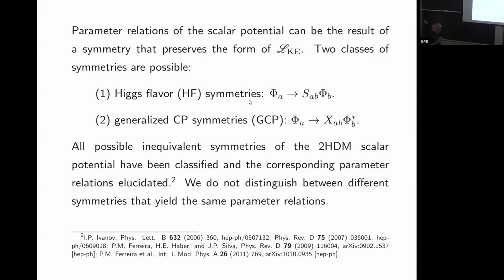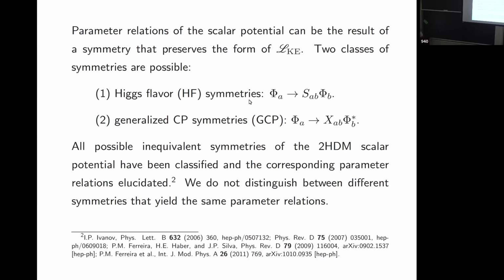By the way, there can be different symmetries that give you the same parameter relations, partly because we have a renormalizable scalar potential, so we're only going up to quartic. If one were to play a game where you did some effective field theory and allowed dimension 6 and so on, then this classification would have to be modified. But in any case, we're not going to distinguish between different symmetries that yield the same parameter relations.